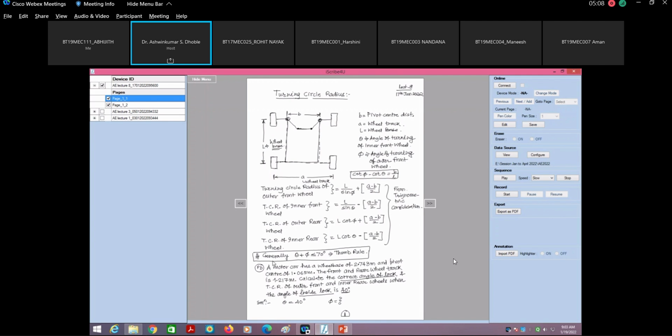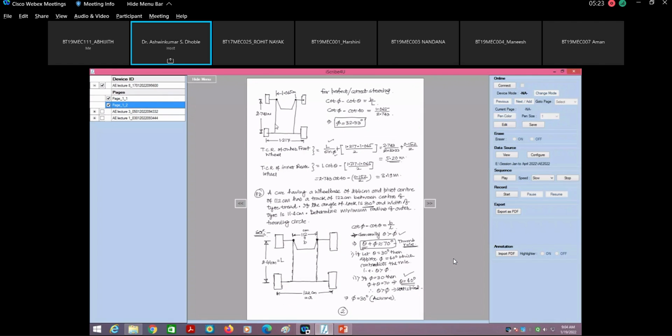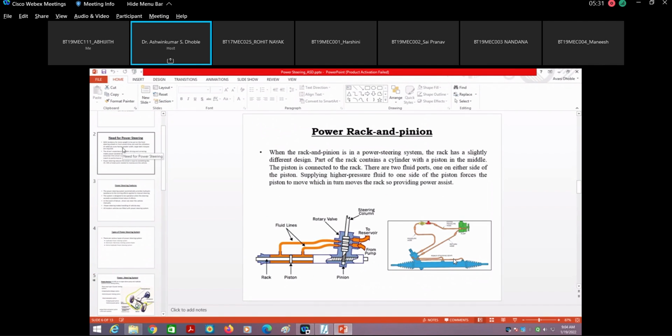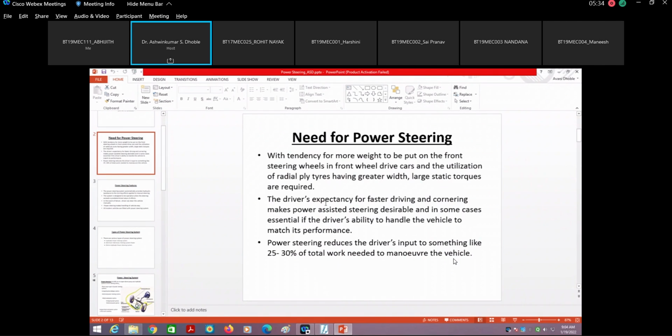Then we have seen that there is one condition: theta plus phi should be less than or equal to 70 degrees. This is a thumb rule for designing the steering system of the vehicle. Then we solved a numerical based on that. After those two numericals, we started discussion on the power steering system, and first we saw what is the need of the power steering system.